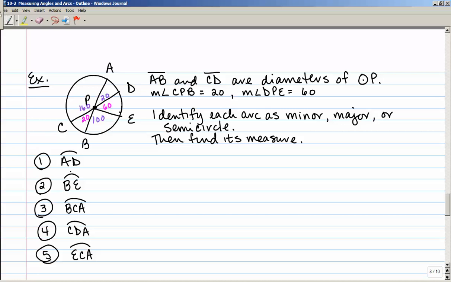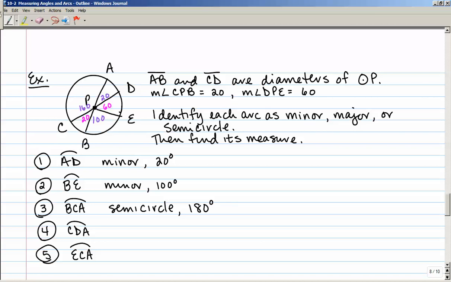Number 1, arc AD is obviously a minor arc because it's less than 180, and its measure is 20 degrees. Arc BE is also a minor arc, and its measure is 100 degrees because its central angle is 100. Arc BCA, so from B through C and stopping at A, that one's actually going to be a semicircle because AB is a diameter. And the measure of every semicircle is 180 degrees.